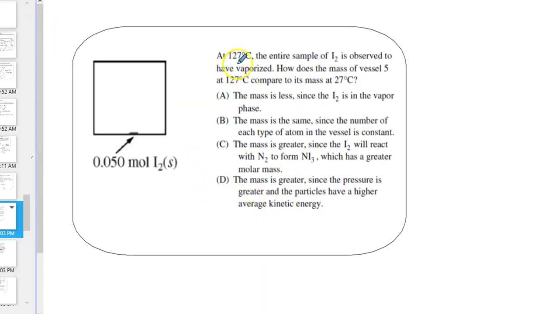Alright. At 127 degrees, an entire sample of 2 grams of I2 is observed to have vaporized. How does the mass of the vessel change at 127 compared to 27? So this thing vaporizes and forms these little molecules out there. It's a little AP problem here. And what's our answer here? Well, really, it should be the same. We didn't really lose anything. Well, that's got to be B.